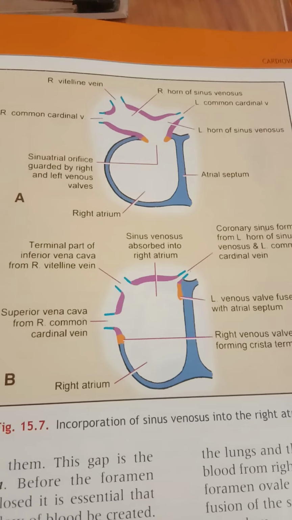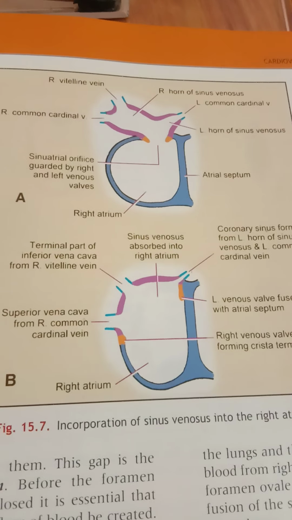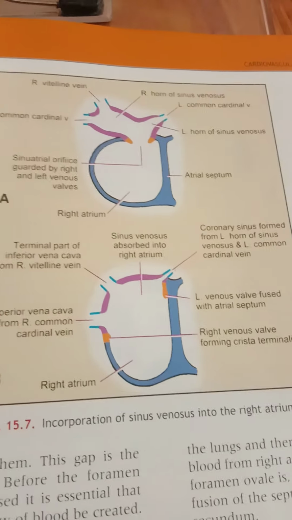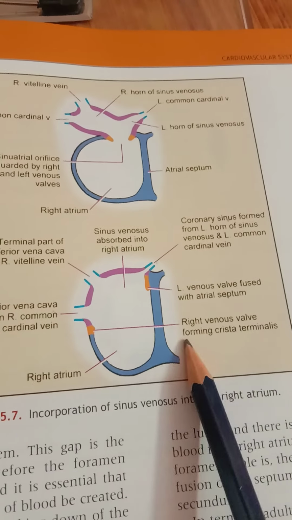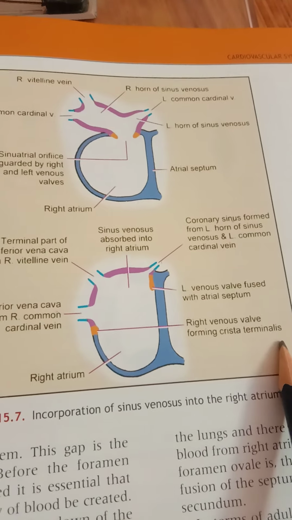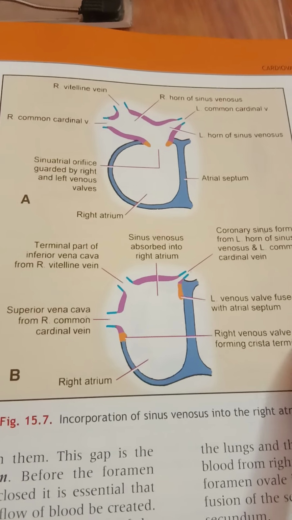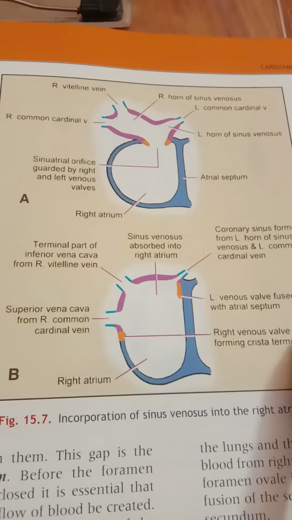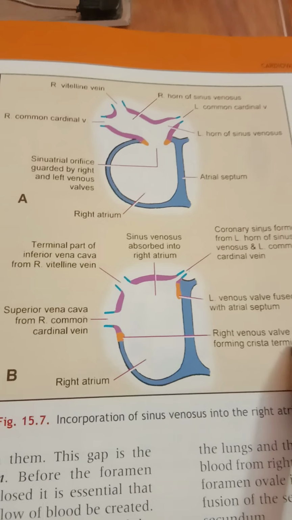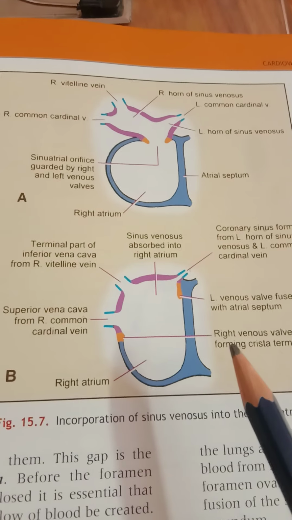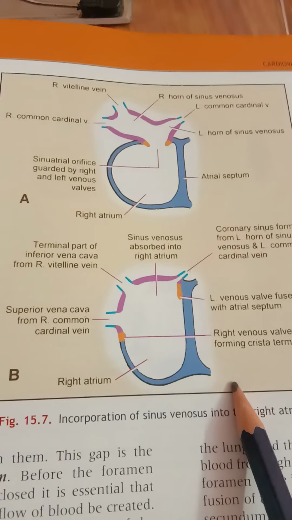The right margin of the SA orifice, that is the right venous valve, expands and divides into three parts. The right venous valve forms the crista terminalis, and it also forms a valve of the inferior vena cava, and also forms a valve of the coronary sinus at the junction of the right atrium from the sinus venosus and the atrium proper. All these structures are formed.